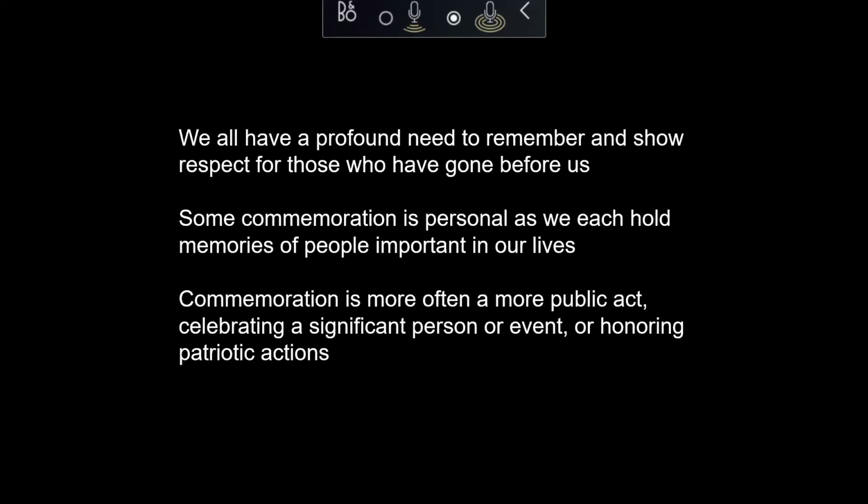We all have a profound need to remember and show respect for those who've gone before us. And some commemorations are personal, as we hold memories of those people who were important in our lives at a higher state, right? We want to do something special even though they're not here anymore. Commemoration is often a public act, though, and it's celebrating a significant person or event or honoring patriotic actions. So keep in mind always that commemorative art is public.